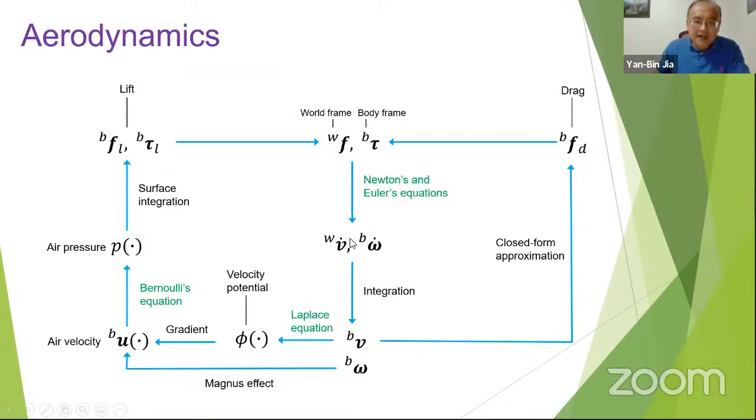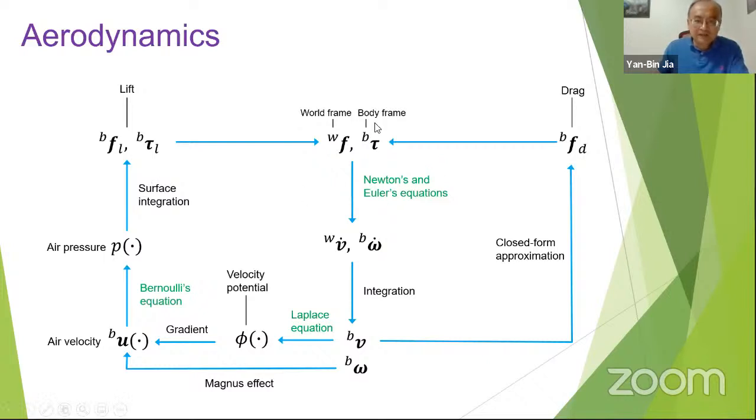So what happens here is that, during the flight, the object has a velocity and angular velocity, all in the body frame. It's subject to drag forces, which are typically modeled empirically. It's also subject to the Magnus effect, for which we have an empirical formula. But in the meantime, because of the velocity, it generates velocity potentials. You would have to solve the Laplace equation to get that, and from the gradient of that, you get the air velocity. Then they plug into Bernoulli's equation to generate the air pressure, and you integrate over the surface to get the lift forces and also the torque.